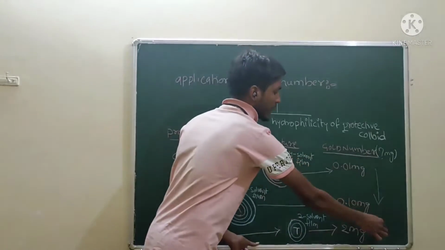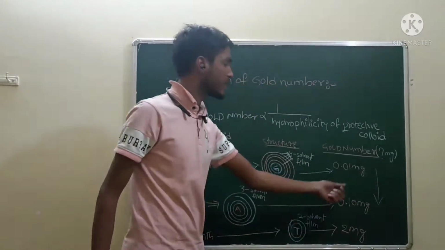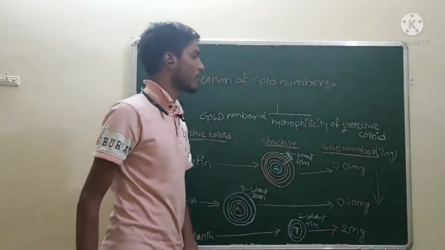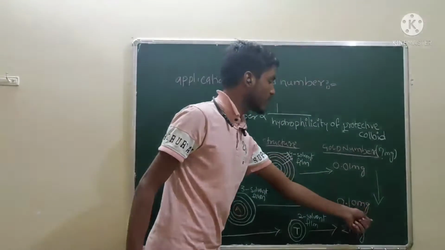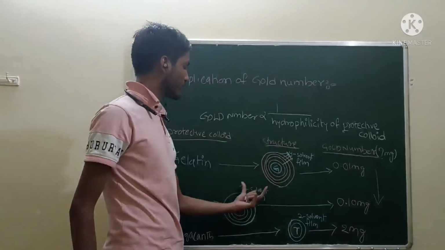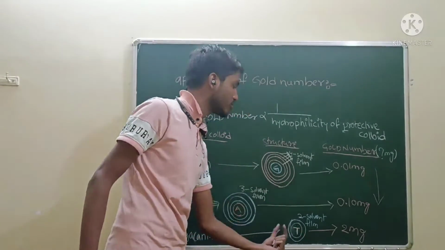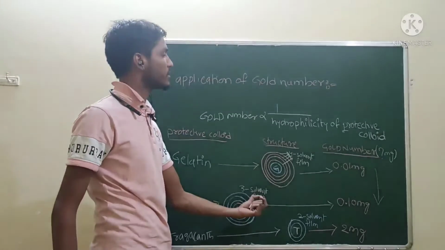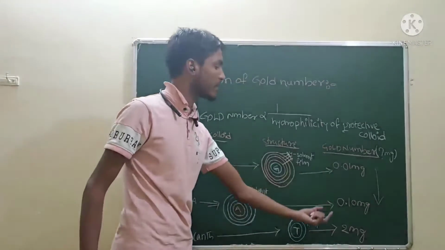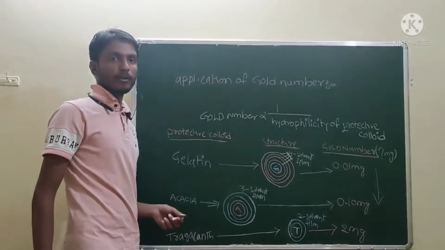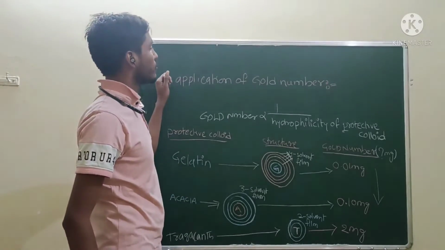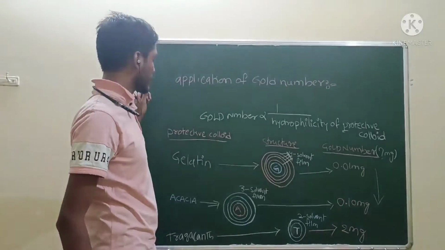When there is an increase of gold number, there is a reduction of hydrophilicity of a protective colloid. This concept we can call the application of gold number. This is the application of gold number.